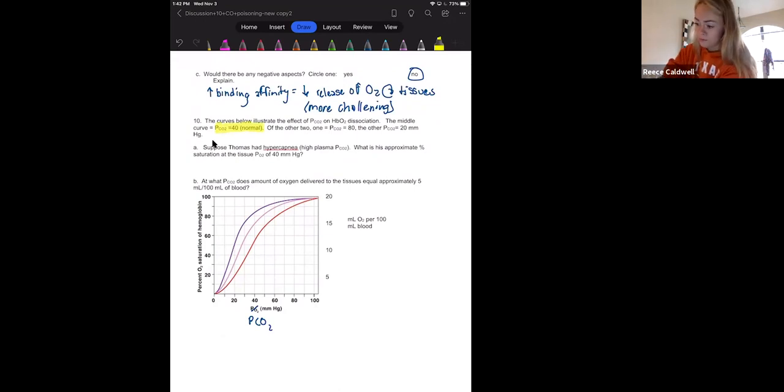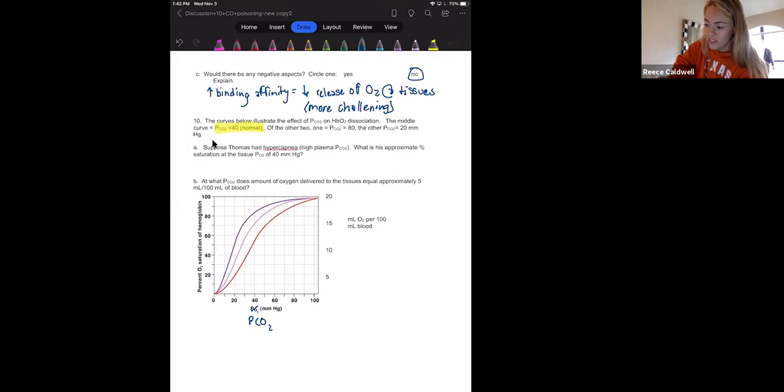So question number 1 tells us that Thomas is hypercapnic, meaning that he has high levels of carbon dioxide in his blood. So hypercapnia means high levels of carbon dioxide in the blood, more specifically the plasma. And so we're going to look at what the approximate percentage of saturation at the tissues is at 40 millimeters of mercury.